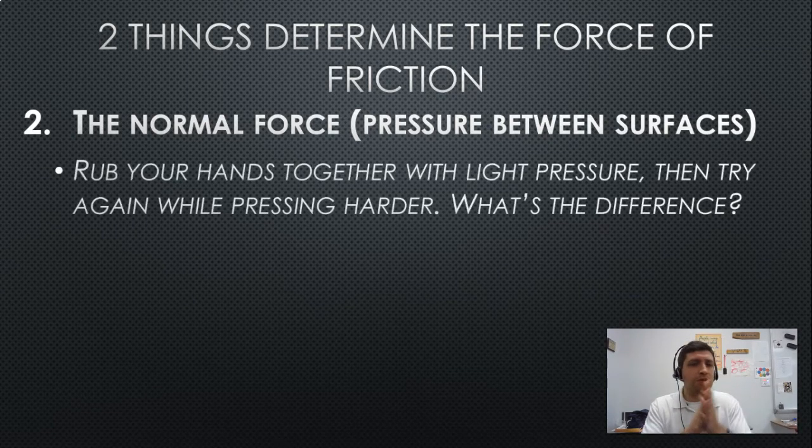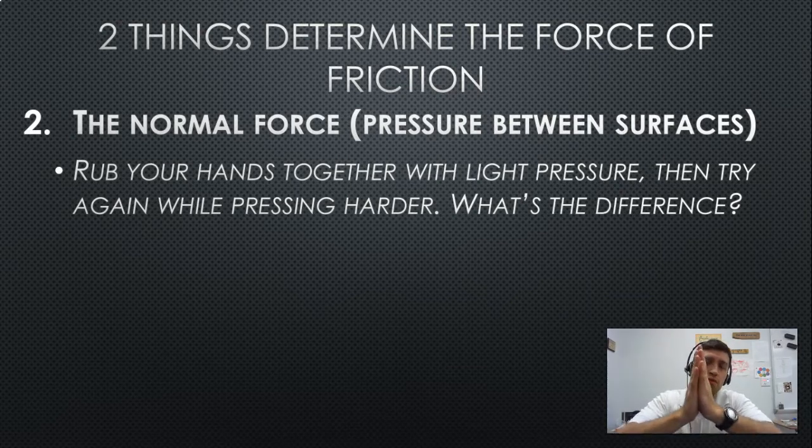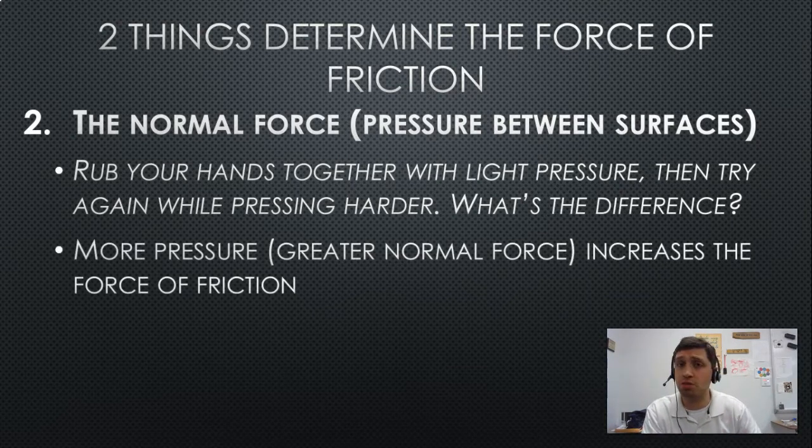So rub your hands together real quick and just use light pressure. And you'll notice that that's really easy to do. But if you press your hands together really hard, it becomes much harder. The surface didn't change in this case, but the amount of friction did change. And the reason it changed is because you're increasing the normal force between your hands. You're increasing the amount of pressure there when you're pressing harder. So there's more pressure, which means more normal force, and that increases the force of friction.